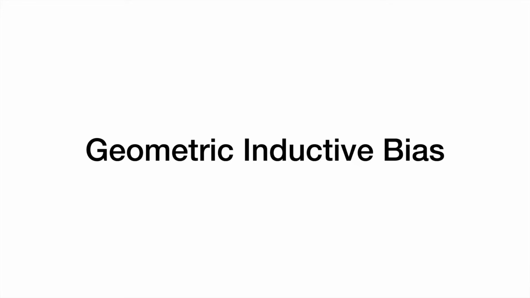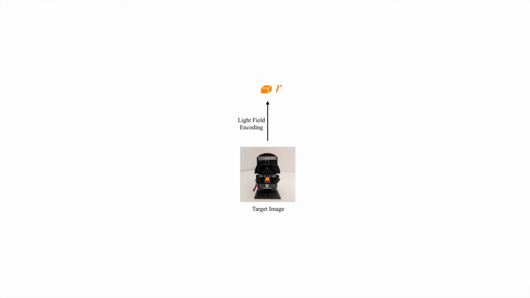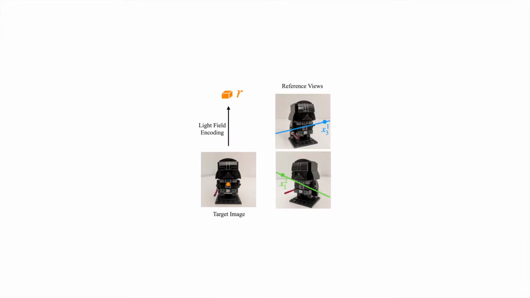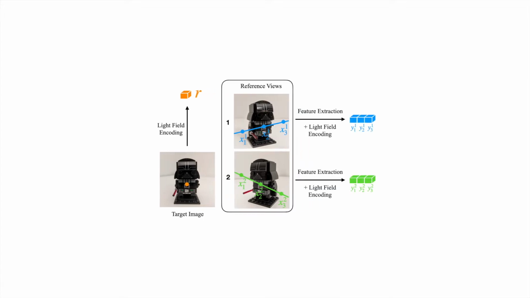To address this limitation of the representation, we propose to incorporate a geometric bias into the rendering framework, in the form of epipolar constraint. In more detail, given a target ray from a target image we wish to render, we first compute its light field coordinates. We then sample points along the epipolar lines in the reference image and extract features from them.